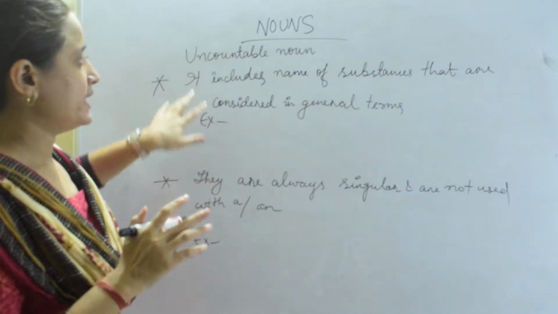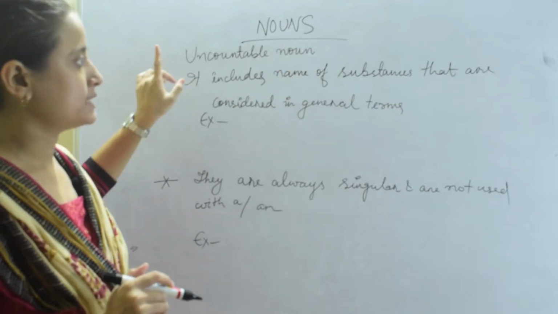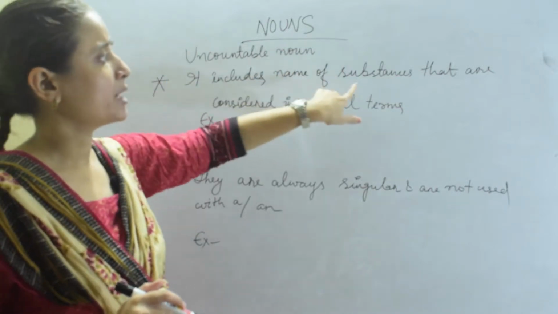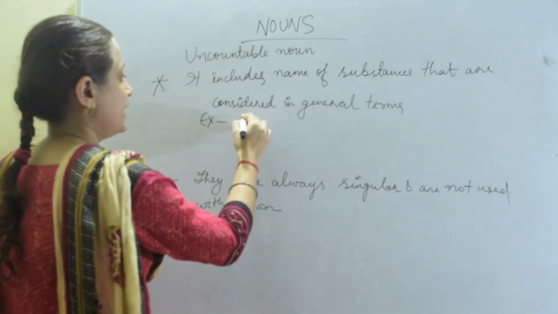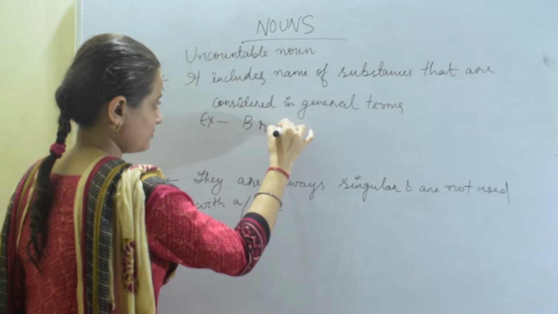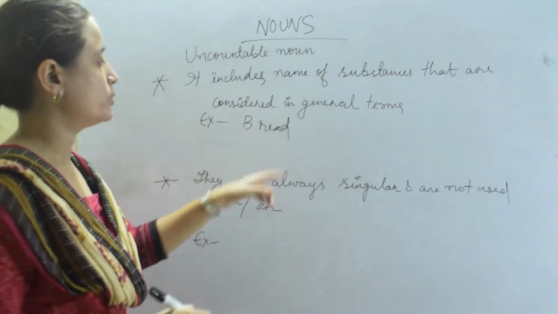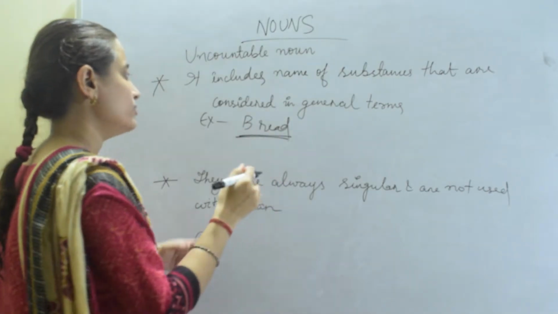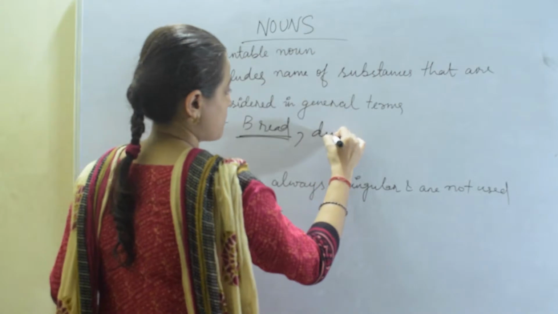Many examples or many conditions are there for uncountable nouns, and the first one is that it includes names of substances that are considered in general terms. Like I take bread. I don't say single, 1 bread, 2 bread. Bread means itself, bread is uncountable. Like dust, glass.